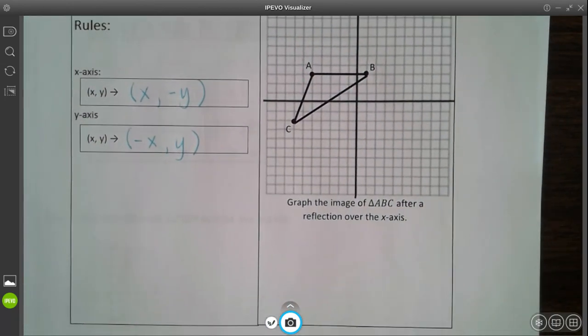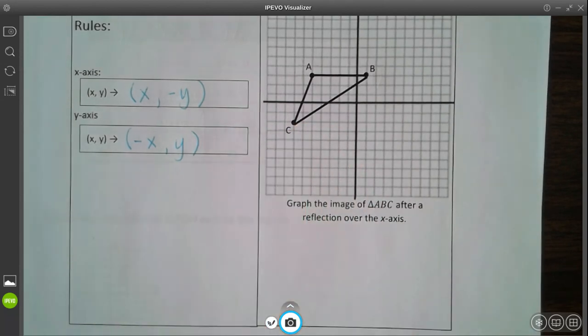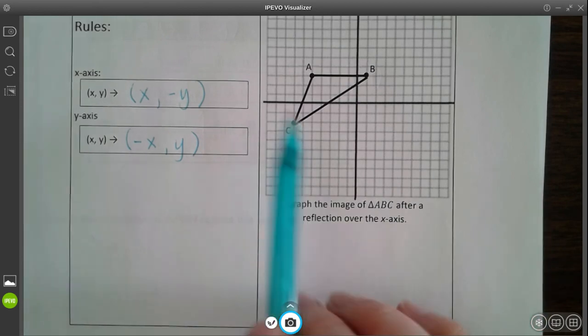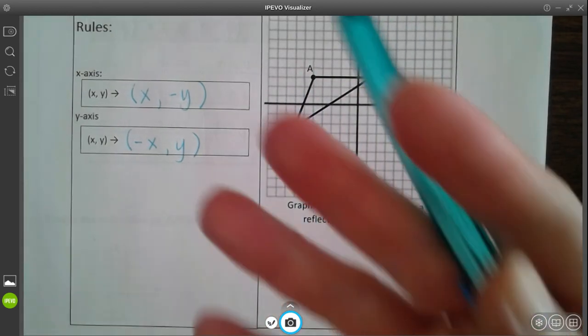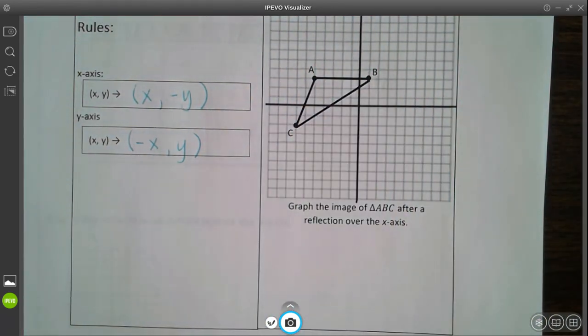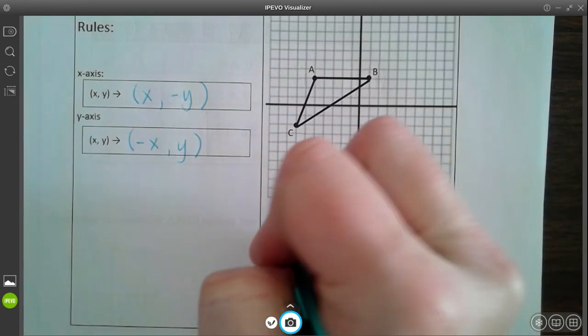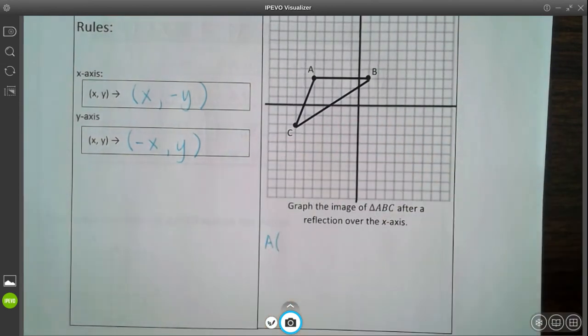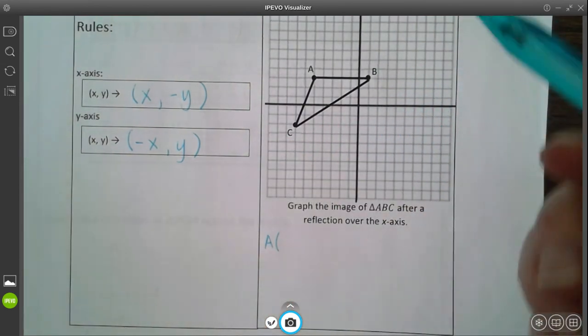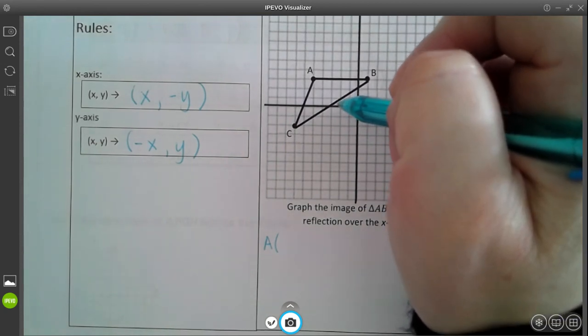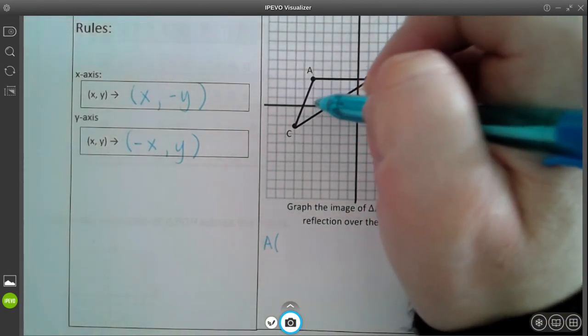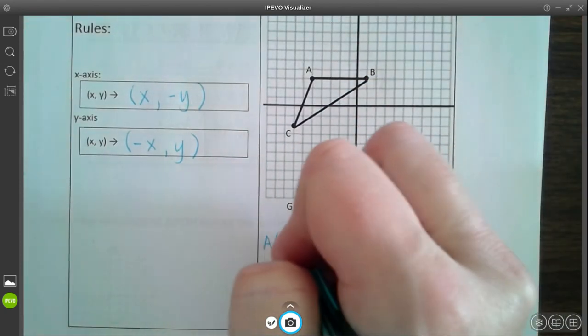Okay, so the first one says graph the image of triangle ABC after a reflection over the x-axis. So here's our x-axis. This thing is going to flip, so we're going to follow the x-axis reflection rules. The first thing I'm going to do is write out the coordinates of the original points. So point A here is at -5, +3.